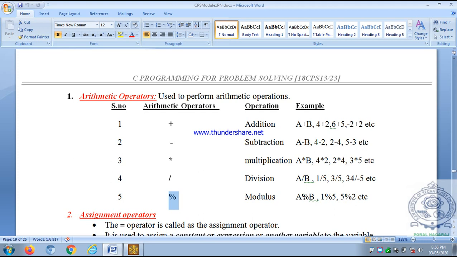A mod b means when a is divided by b, what is the remainder, that will be returned. 1 divided by 5, what is the remainder? 1 is the remainder. So that will be the result of this expression. 5 divided by 2, when you divide 5 by 2, what is the remainder? 1 is the remainder. So this is how we use arithmetic operators in C language.